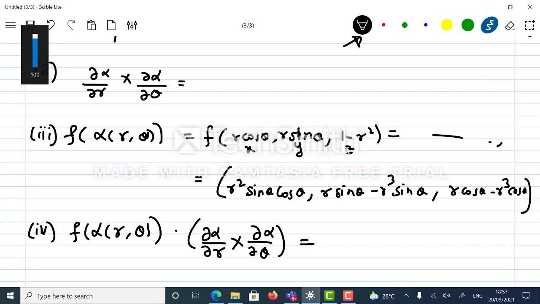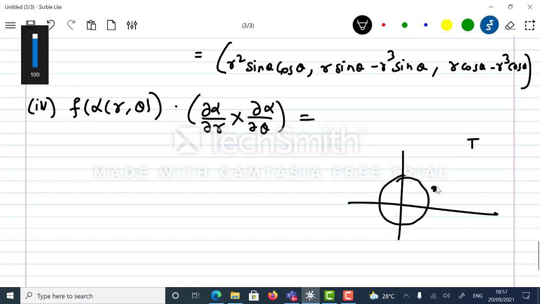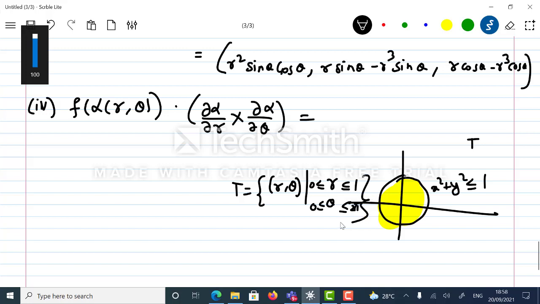I just want to tell you one more thing here. What will be the T? Here you can see that the projection is a circle, the disk x squared plus y squared less than or equal to 1, and if it is this, then your r range is very clear. So how will I define T? T is basically the set of all (r, θ) such that r is between 0 to 1 and θ is between 0 to 2π. So this you can do.